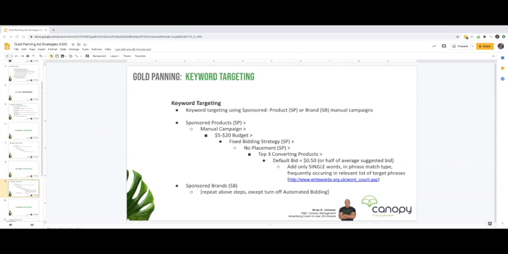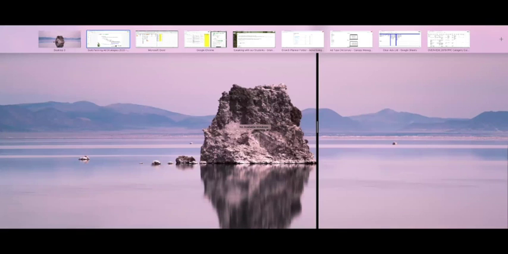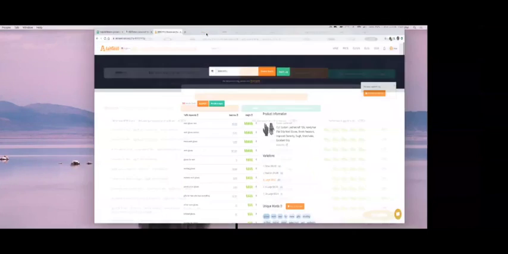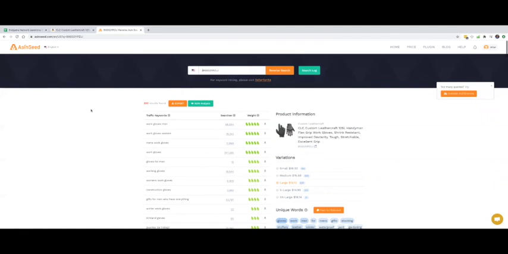It's on my other screen. Of course it is. Okay. Let me know when you can see this screen.